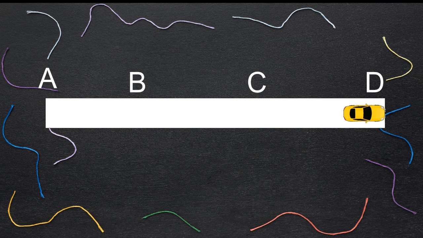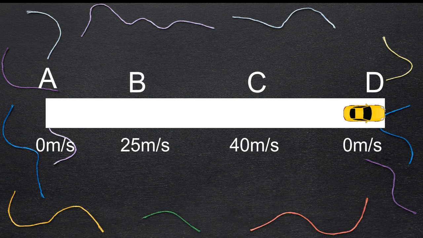At A, it's obviously starting from 0, so A is 0 meters per second. At B, let's assume it to be 25 meters per second. At C, let it be 40 meters per second. Then at D, it decelerates back to 0 meters per second.